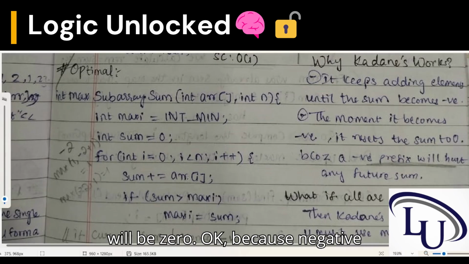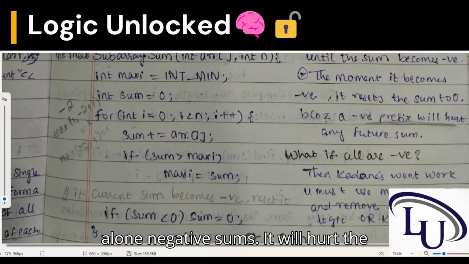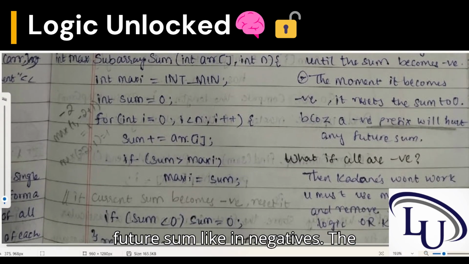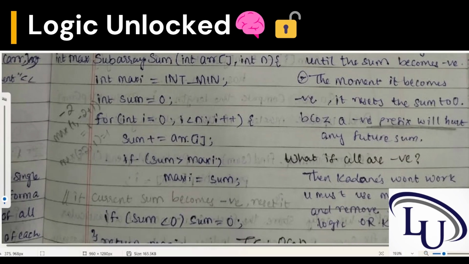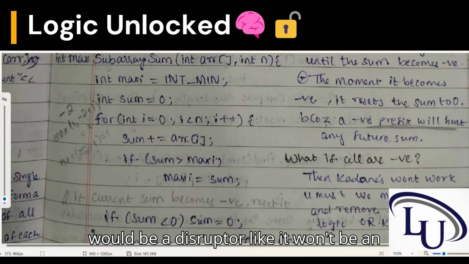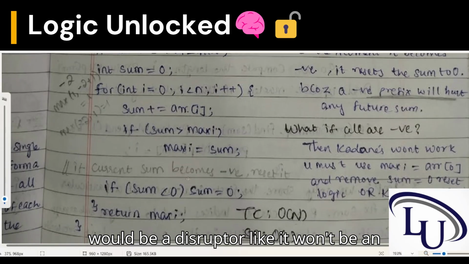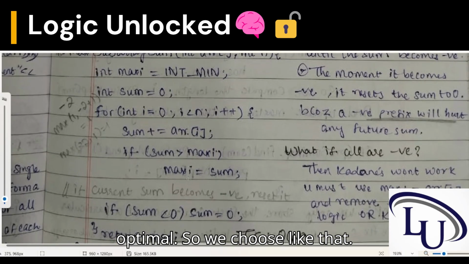Because we can't allow negative sums, they will hurt the future sum. Like in negatives, the negative element closest to zero is the highest one. Like if minus 2 and minus 5 are there, then minus 2 is greater, right? So carrying a negative sum would be a disruption, it won't be optimal. So we choose like that.